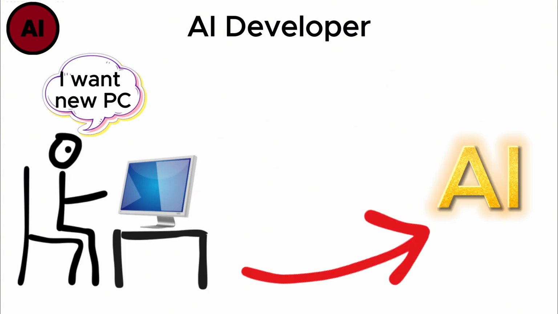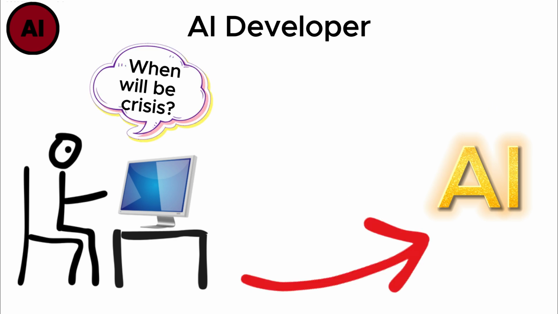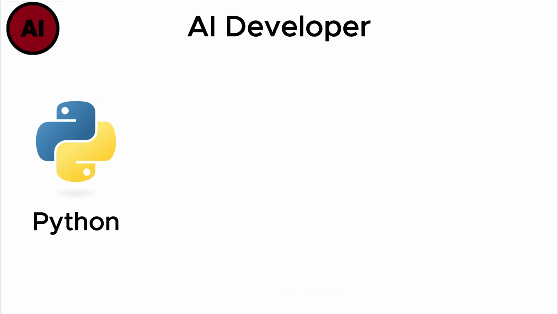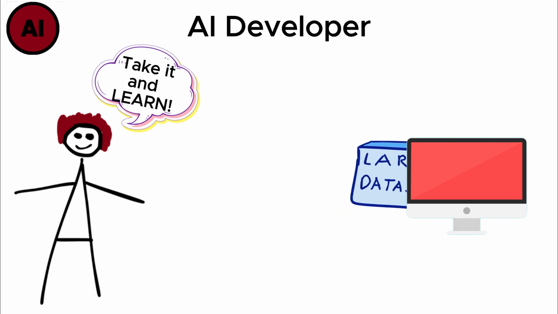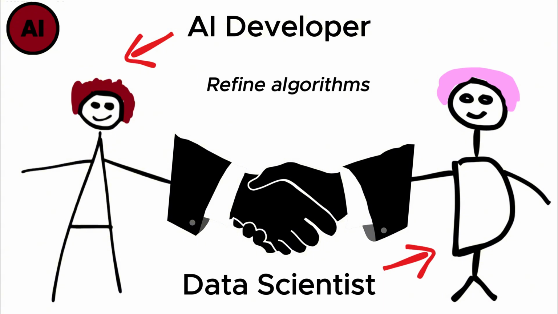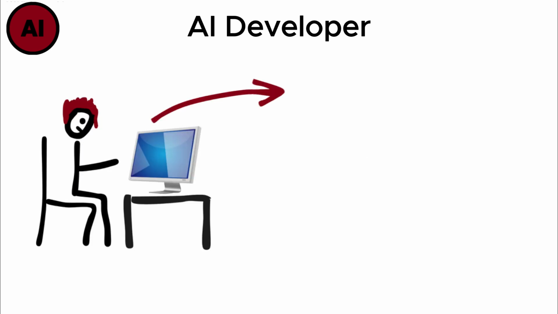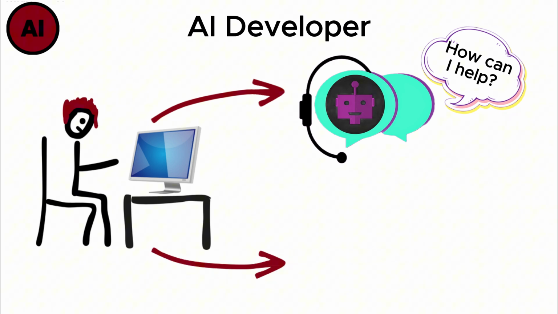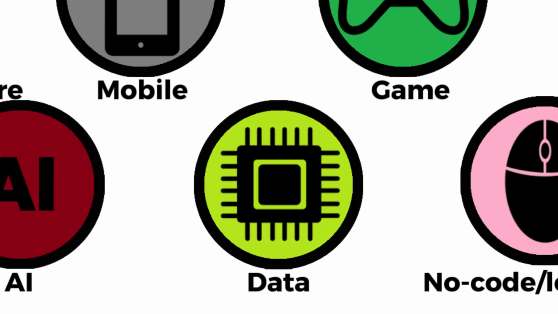They work on tasks like building recommendation systems, voice recognition tools, or predictive analytics. Using languages like Python and tools like TensorFlow, PyTorch, and scikit-learn, they train models on large datasets to improve their accuracy. These developers work closely with data scientists to refine algorithms and deploy machine learning models into production environments. For example, an AI developer might create a chatbot that understands customer questions or an image recognition system that can detect objects in photos.